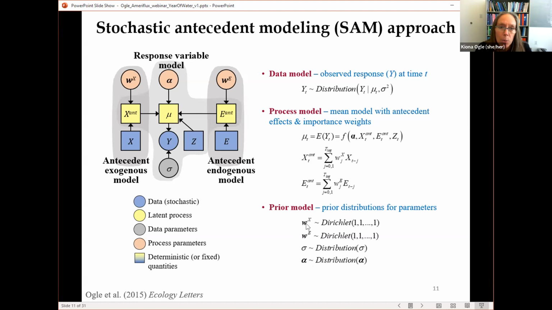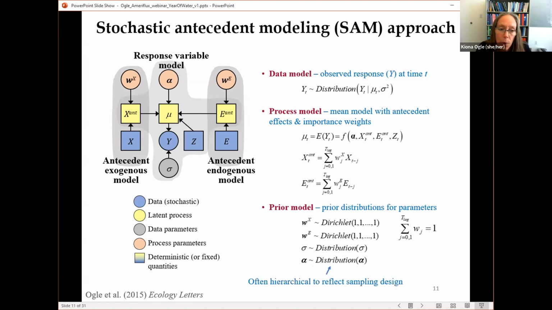Importantly, these importance weights can be thought of as like probability parameters. It's a probability that conditions 5 days ago continue to influence your response that you observe now. So those W's must sum to 1 over those time steps, and they have to each be between 0 and 1. So that Dirichlet distribution is just one mechanism for obeying those sort of mass balance constraints.